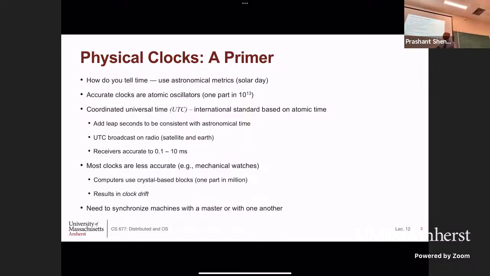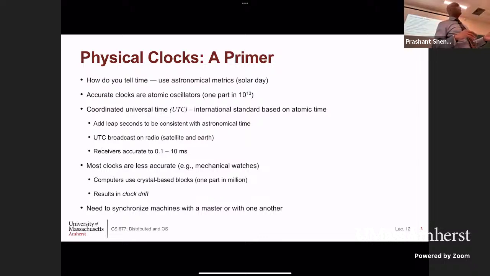So all real clocks we have at our disposal have to be synchronized with some master clock, which in our case would be an atomic clock, for example, because periodically these clocks are going to run faster or slower than real time.